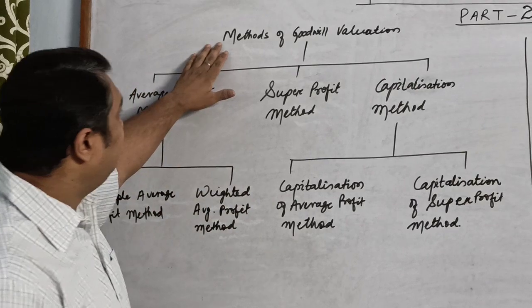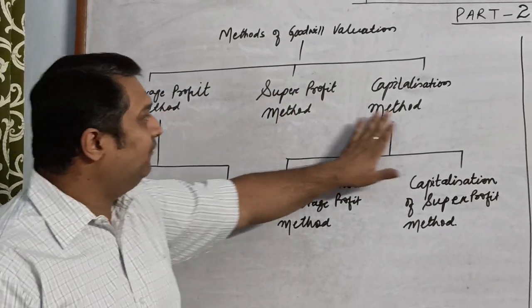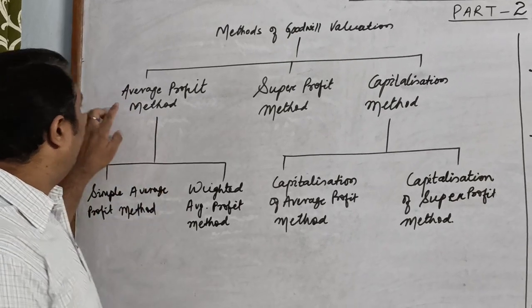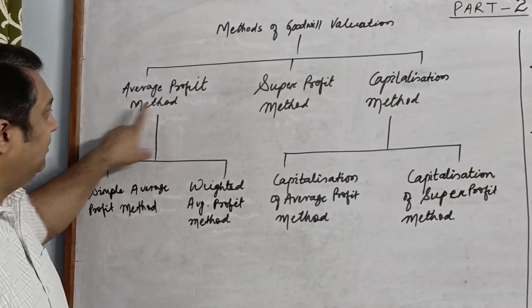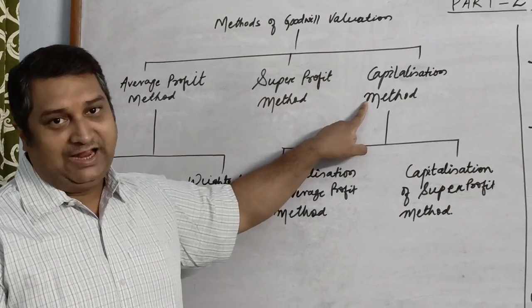As you can see, these are the methods of Goodwill valuation. There are three methods of Goodwill valuation. First one is average profit method. Second one is super profit method. Third one is capitalization method.